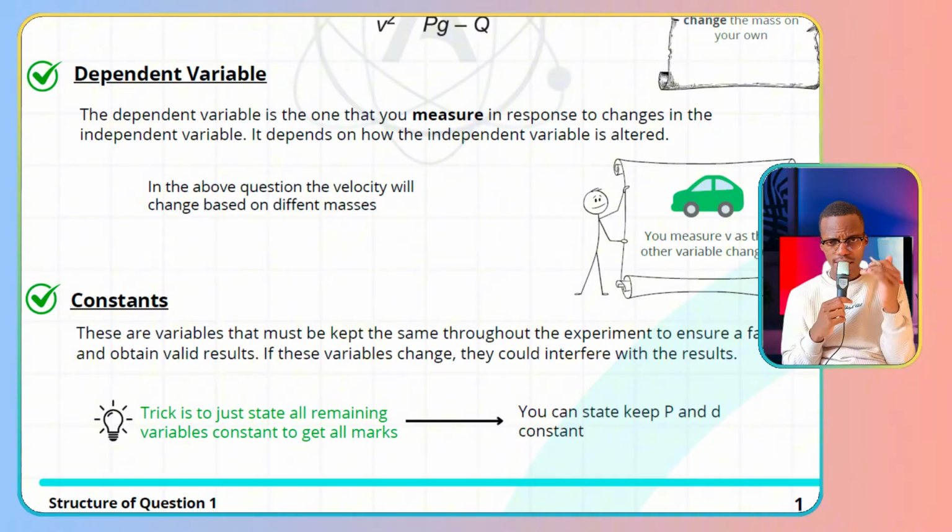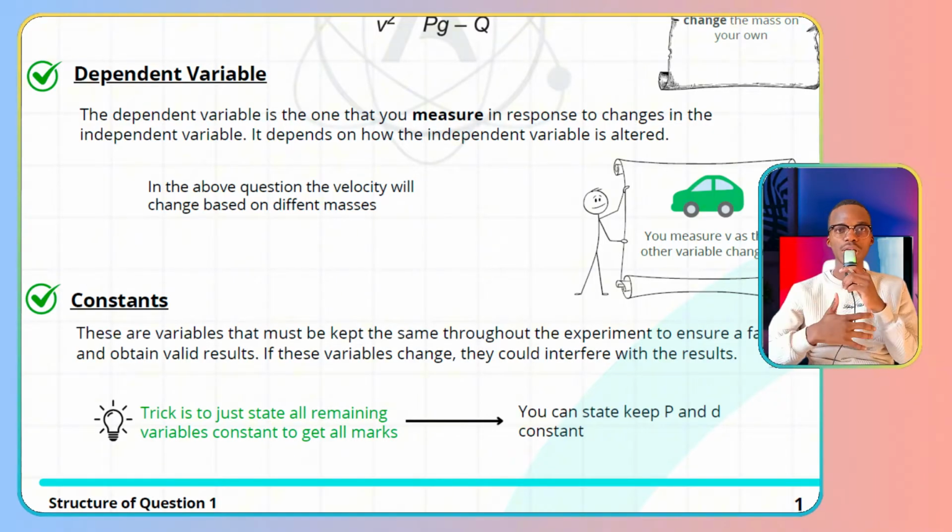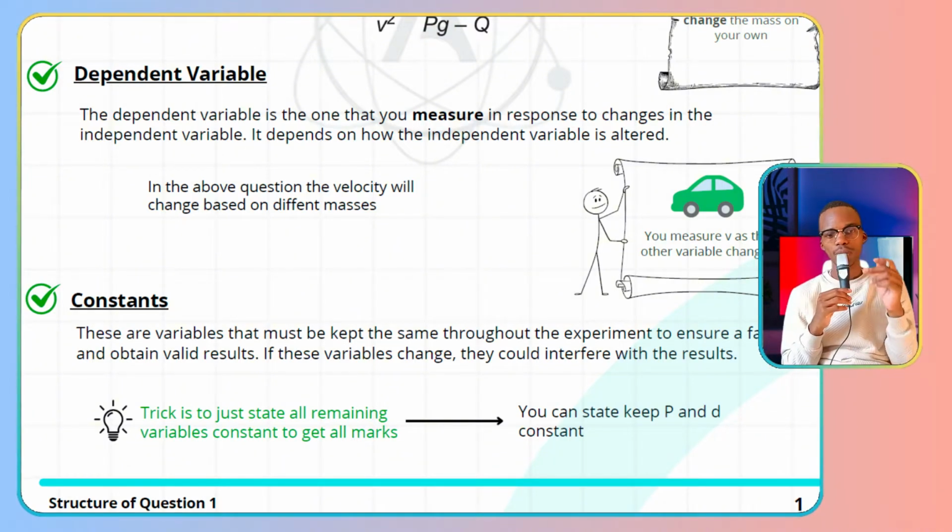And then the third thing is constants, right? So under defining the problem, you must have these 3 things. You're writing your question 1 for paper 5. You have to start by defining the problem. What are you even doing, right? I'm trying to change this variable and measure how this variable changes as a result. But I must keep this constant. So what are you keeping constant?